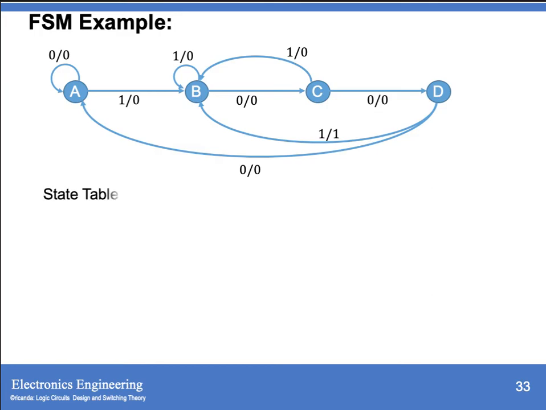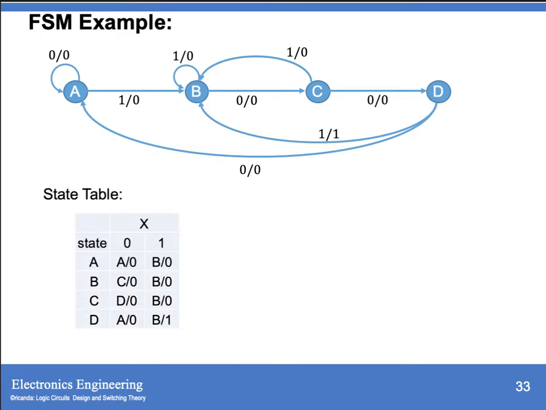So your state table will be this one. If 0, your state A goes to A, your state B to C, your C to D, and your D to A with output 0. And if it is 1, A to B, B to B, then C to B, and D to B.